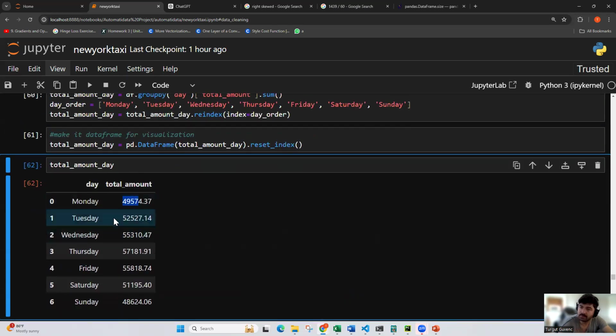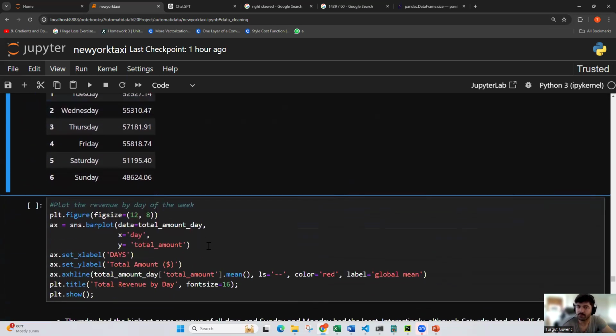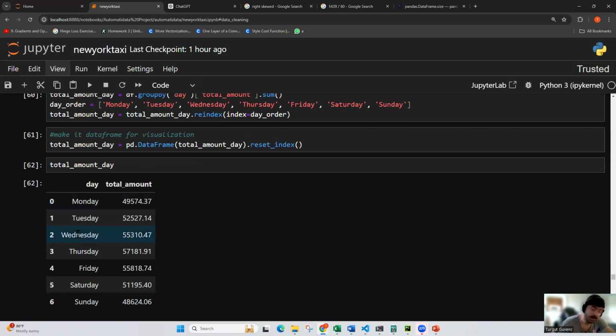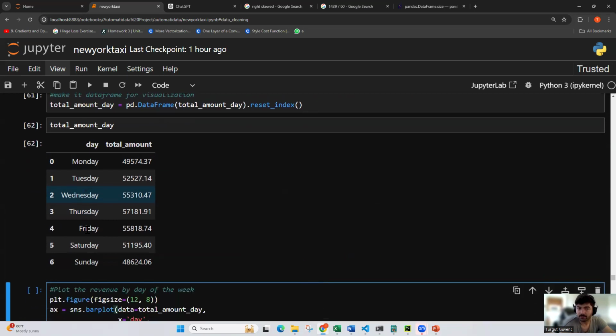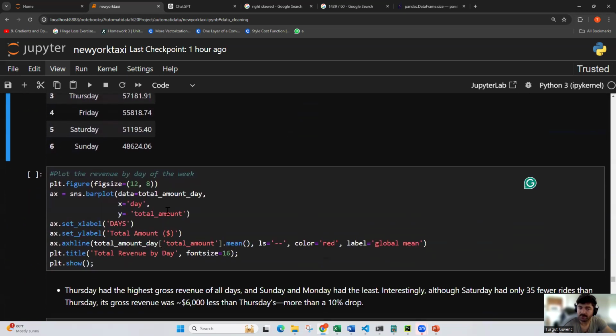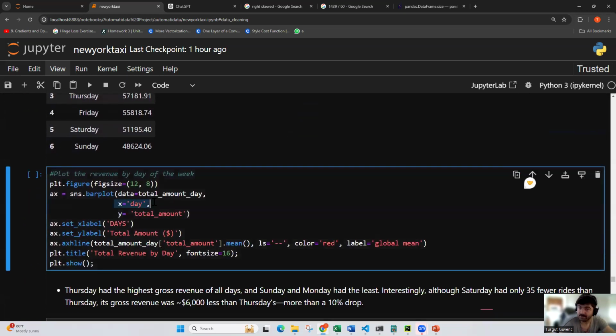Basically, by looking at this table you can understand, but visualization makes much more sense. For this kind of data, if you have numerical and categorical values, the best way to visualize is just creating a bar plot for each value you have. What I'm doing is creating another figure, 12 by 8, and a Seaborn bar plot, giving the data set, which is my total amount of day, right? For the X axis, give the day, Monday to Tuesday, and for the Y axis, the total amount, right? Then these are just setting the labels and also adding the line.